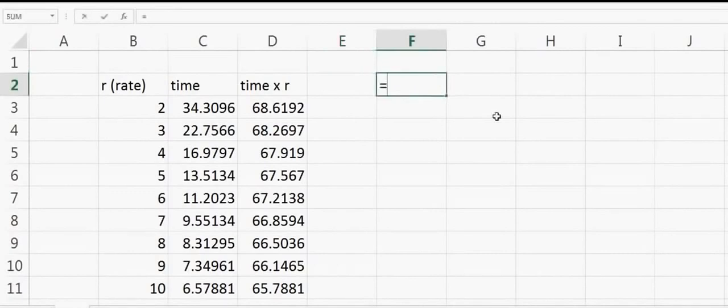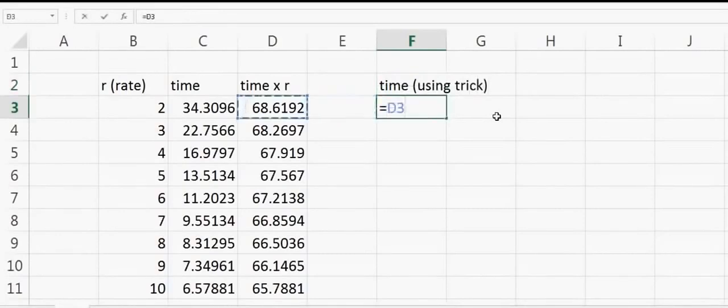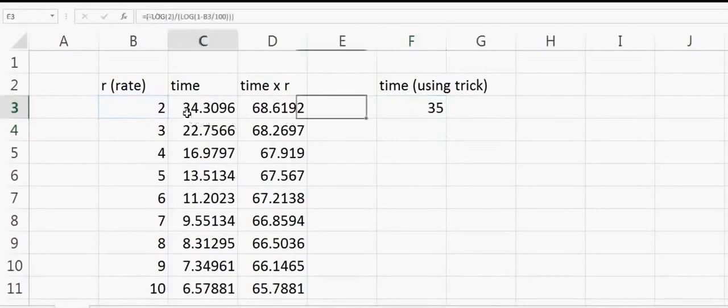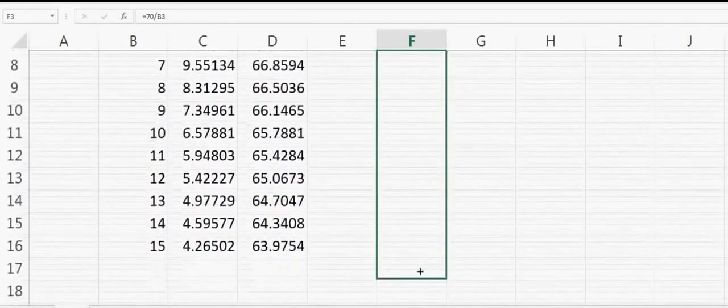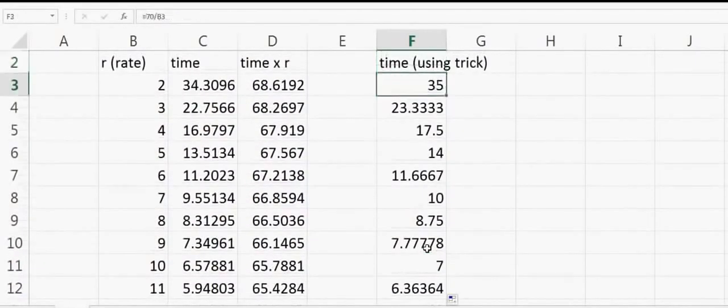So now if we calculate this using the trick, what should be the time using the trick? That should be equal to 70 divided by the rate, that's 35 years. So you can see that originally we were calculating 34 years, but by using the trick it's 35 years, so it's a very close approximation. And we can keep doing this for all the rates, and we can see that the numbers are very close to each other. So if we have 9.55 years here, we get approximately 10 years.